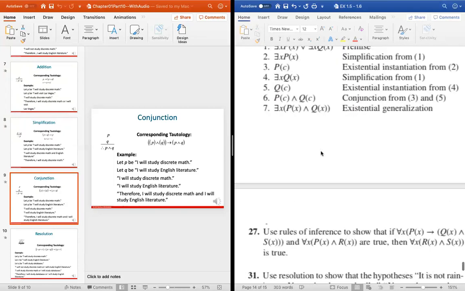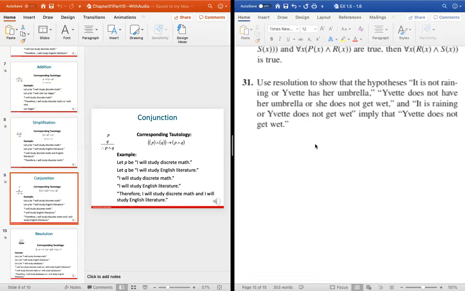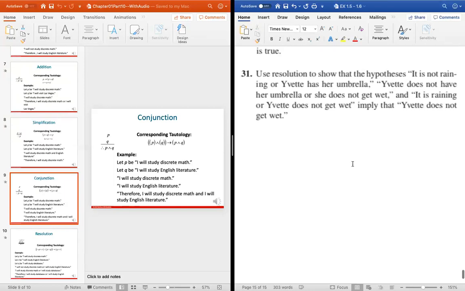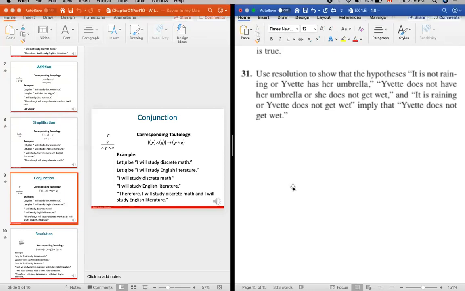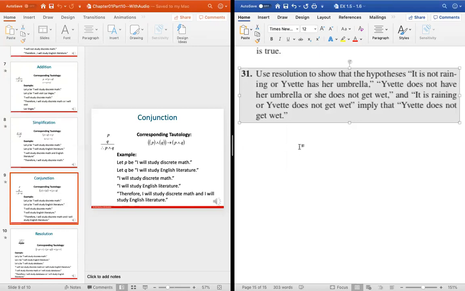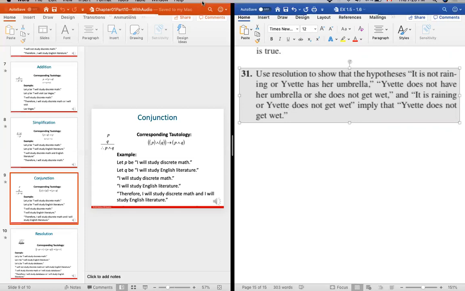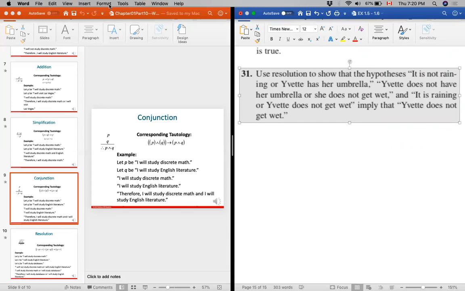Okay, if no more questions, let's move on to question number 39. It says use resolution to show the hypothesis: it is not raining or she has her umbrella; she does not have her umbrella or she does not get wet; and it is raining or she does not get wet; imply that she does not get wet.